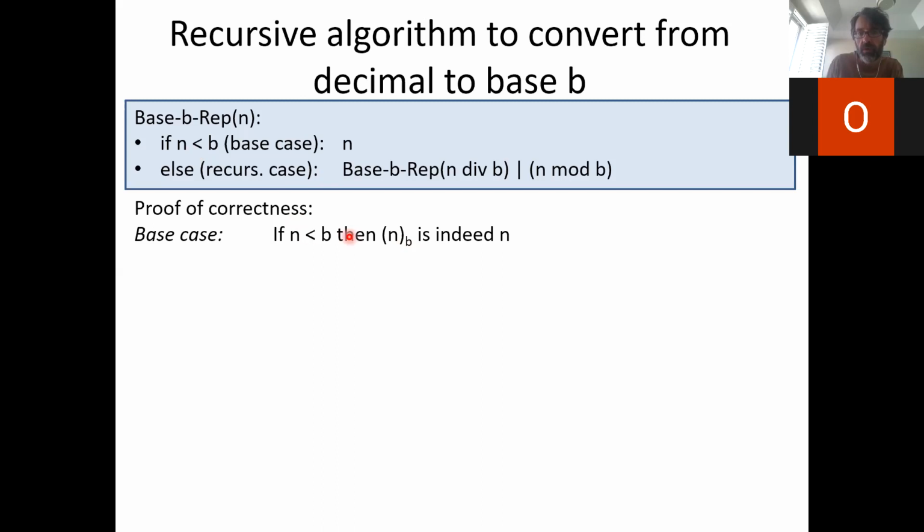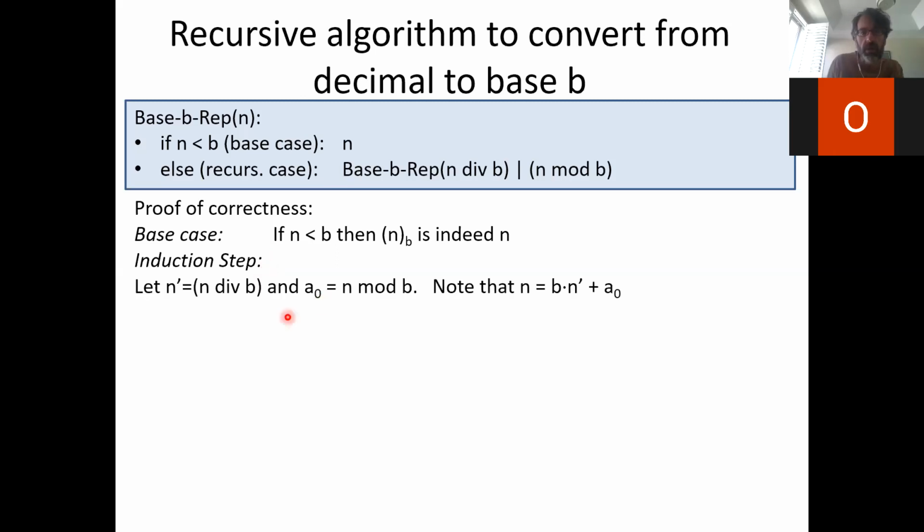Well, yes. If n is smaller than the base, then n base b is the same as n, right? You can compute this base b, and you will see that this is just n times b to the 0, which is n. Okay, so what about the recursive case? Well, that's the induction step in the proof, right? That if it computes correctly on smaller numbers, then it will compute correctly. It's technically a strong induction.